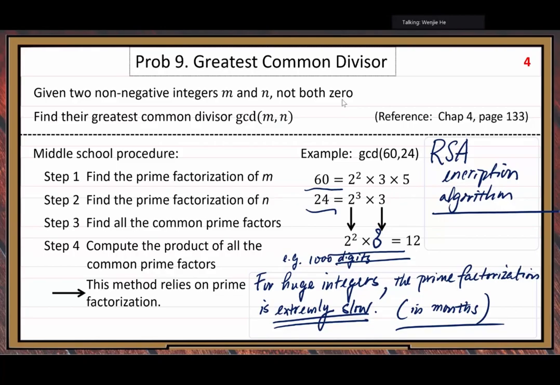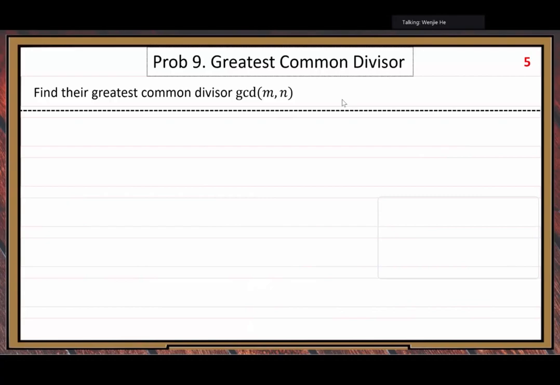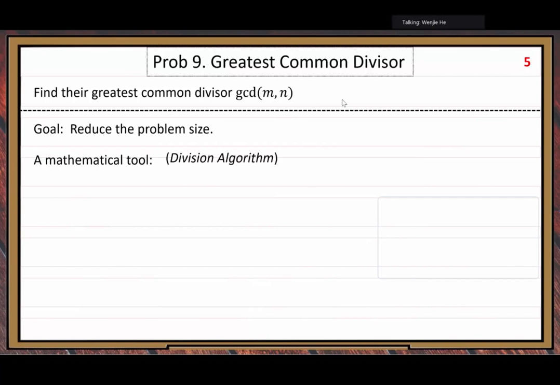Then we need to calculate GCD. So here we need to do the problem size reduction, and we need to use a mathematical tool called the division algorithm. This mathematical tool is so simple that even grade school students know it. In grade school, you can do integer division, right?